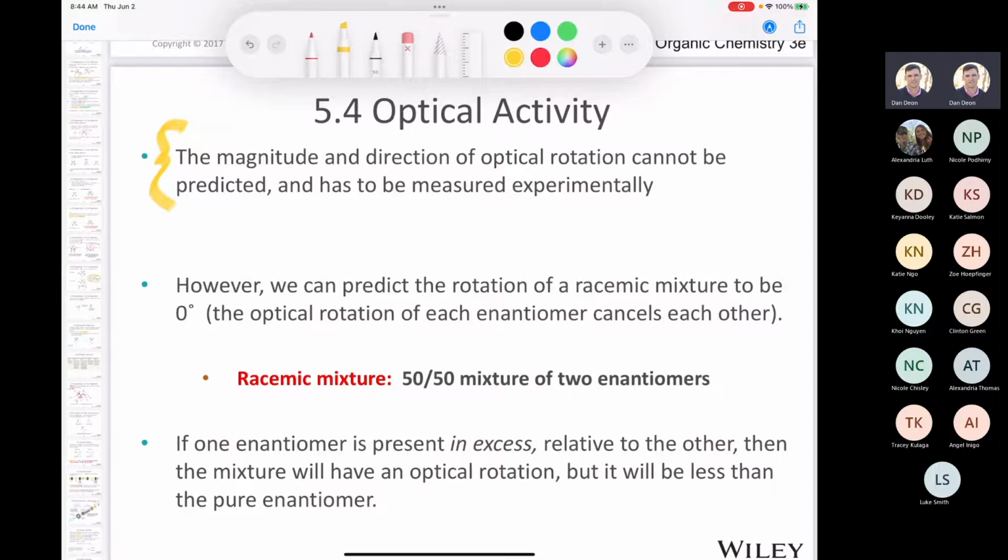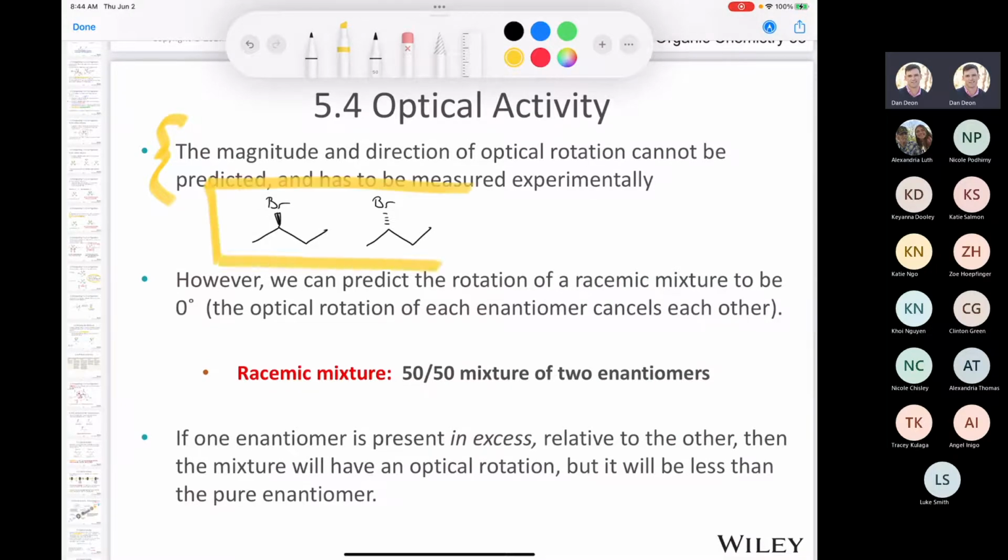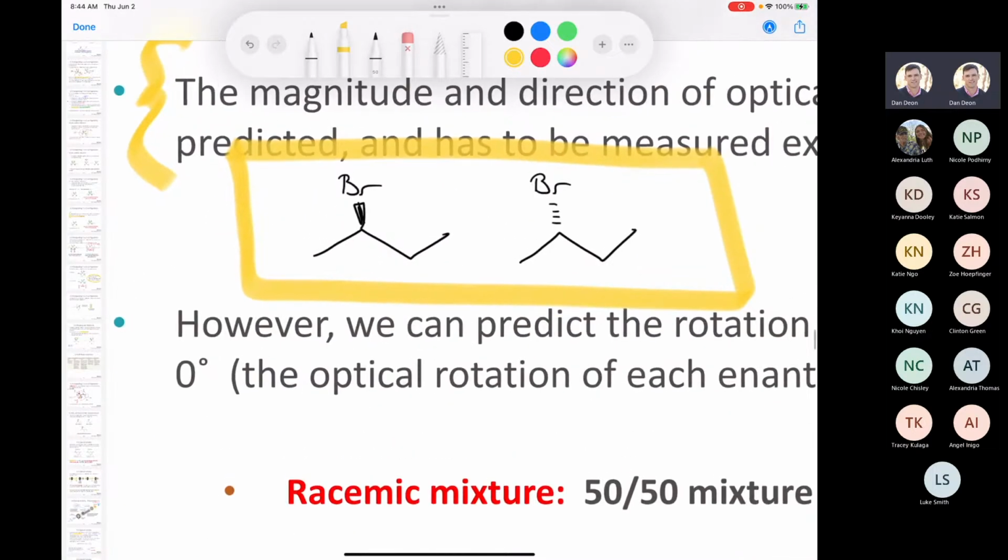However, if we have a racemic mixture, the optical rotation is going to be 0 degrees. Now, if you're wondering, what's a racemic mixture? You know how we have one enantiomer and then we have the other enantiomer? Let's imagine we had these two compounds. If I draw this compound, and then I draw its enantiomer like this, and I'm just coming up with a hypothetical example here, I don't know what the optical rotation of either of these molecules is, but we know that these two compounds are enantiomers of each other.